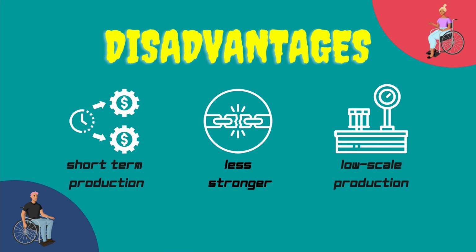First is short-term production, and next is low-scale production. This technique requires tooling to be prepared in advance, and this makes low-scale and short-term production costly and inefficient. Next is being less strong. This process will make the metal less strong compared to other machining, so it will cost more if we use the washer for a long period.